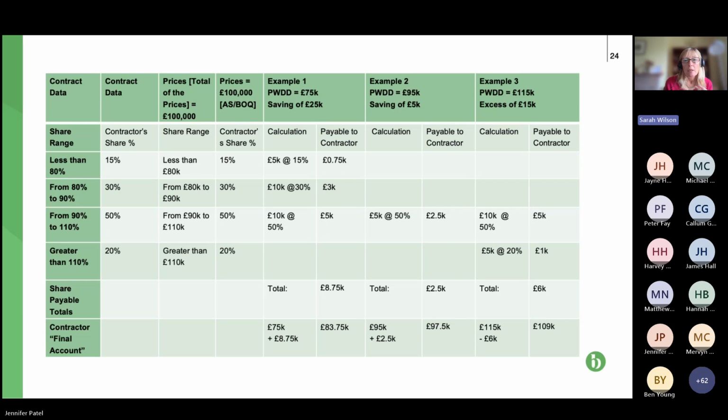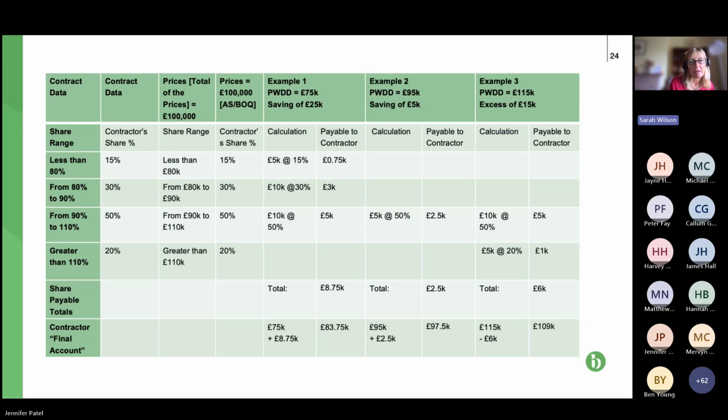I'm not going to take you through examples 2 and 3. This isn't my own work. I credit this to the guidance notes in NEC, so I would recommend that you use them. I've just converted it into a chart.